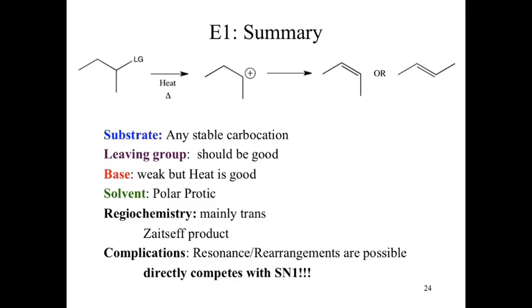Okay. As far as complications go, we've got rearrangements, we have potential resonance contributors, and that's all because we form the carbocation. And then, as we just said earlier, this directly competes with the SN1. Okay, so how do you know you're going to run an elimination, and particularly an E1 elimination, over a substitution? Well, we just mentioned the two big signifiers. Okay, we have a base instead of a nucleophile, and we see heat.